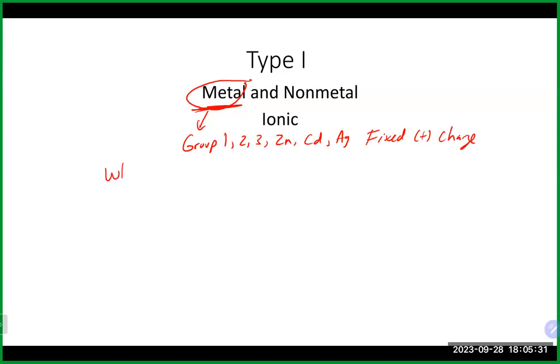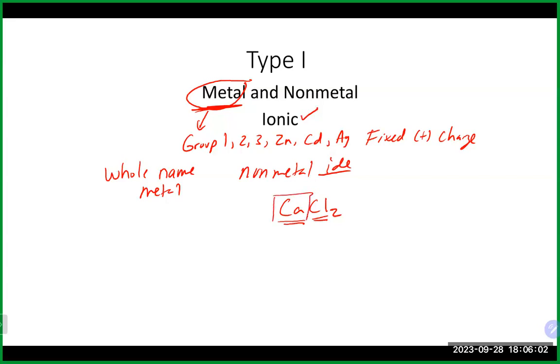So we use the whole name of the metal, and our non-metal gets the IDE treatment. So if we have CaCl2, when I look at this, I have Ca, which is a metal. I have Cl, which is a non-metal. That automatically tells me it's an ionic compound. And because I have a metal, that is what I want to look at. I know calcium is group number 2 on the periodic table, which tells me it has a fixed charge. So that tells me it's a type 1 compound, and that's all the telling I need for this.